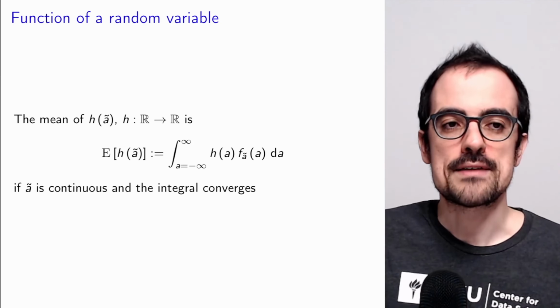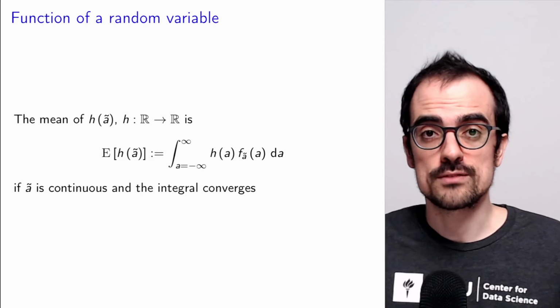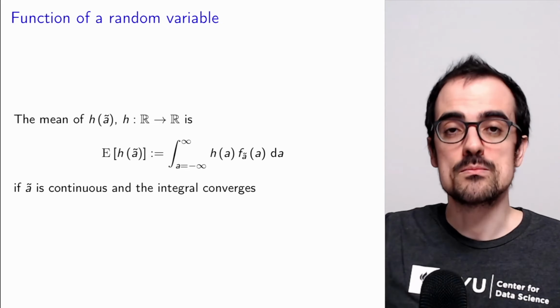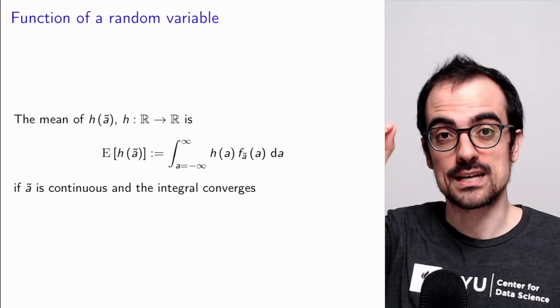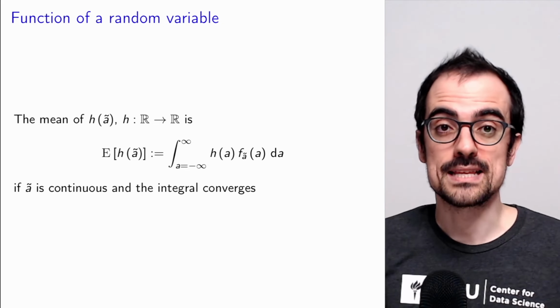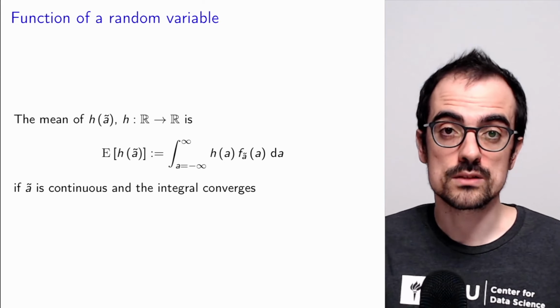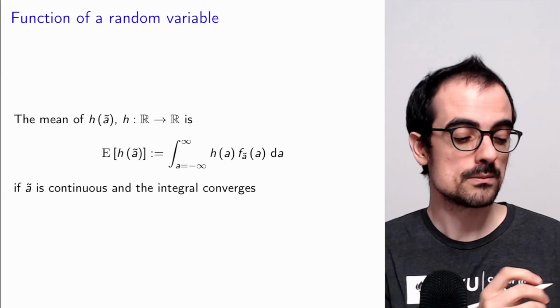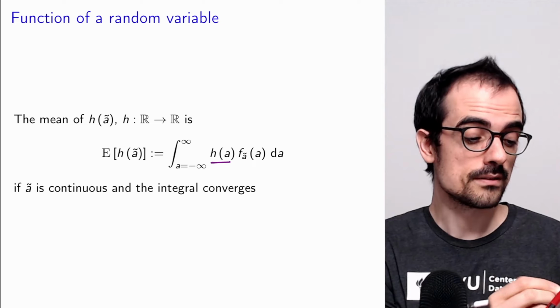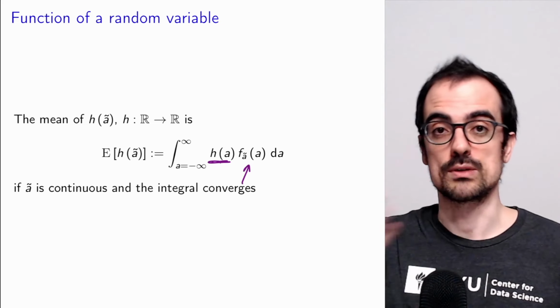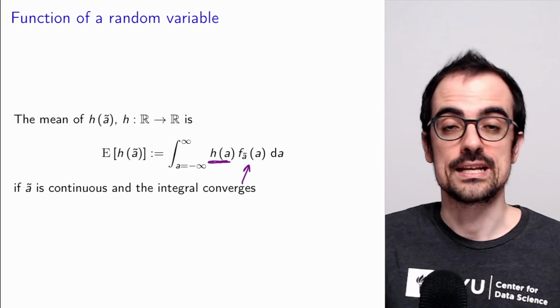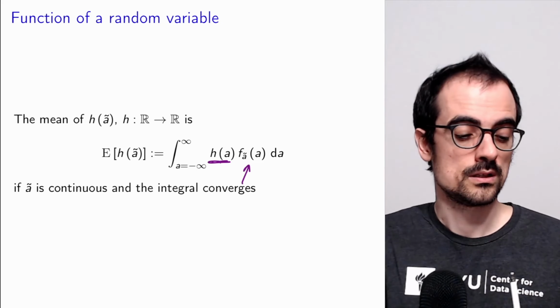Okay, so what if we have a function of the continuous random variable? We can repeat exactly the same reasoning with the grid points and so on, but now replacing the values by the function of those values. And what we will get is that a reasonable definition for the mean of a function of a random variable is the function weighted by the density and integrated over the whole real line, again, if the integral converges.